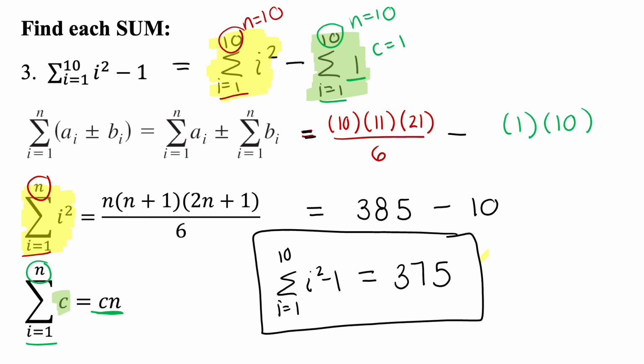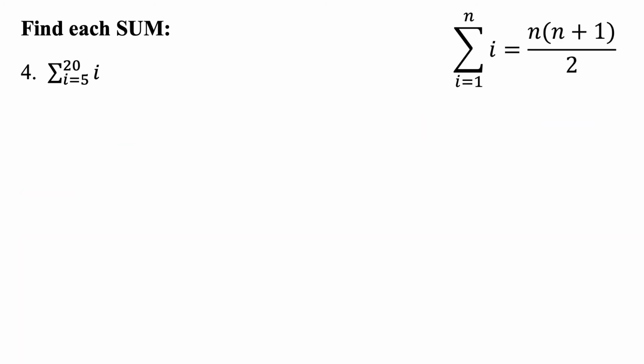So just as a recap, we didn't have to go through and plug in 1, 2, 3, 4, 5, 6, 7, 8, 9, and 10, and then add them all together. We were able to use the property where we could split up our two summations and then use two separate formulas to come up with our final answer of 375.